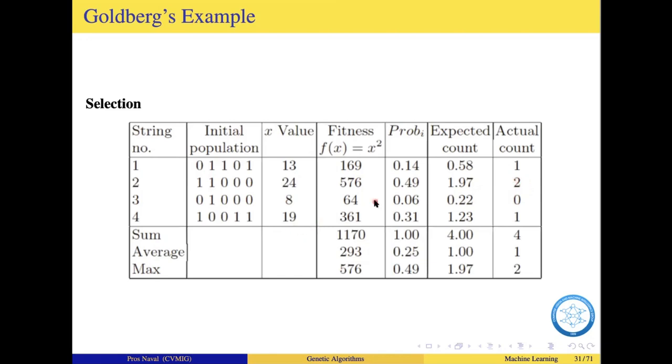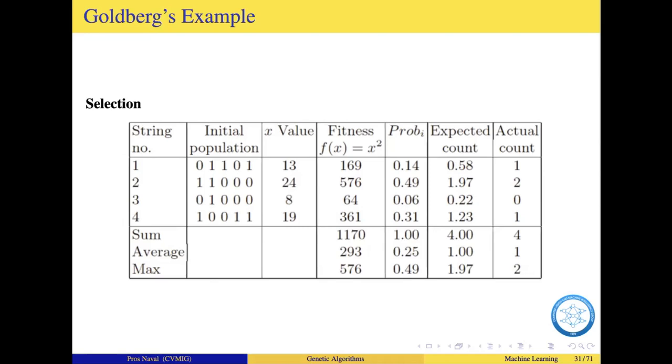Looking at this actually makes sense because this individual, the third one, has a value of 64, which is the lowest among these values. And this will be chosen twice because it has the highest value. So this makes sense. Now that's for the selection.